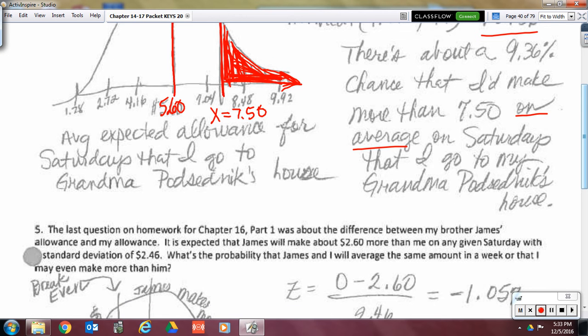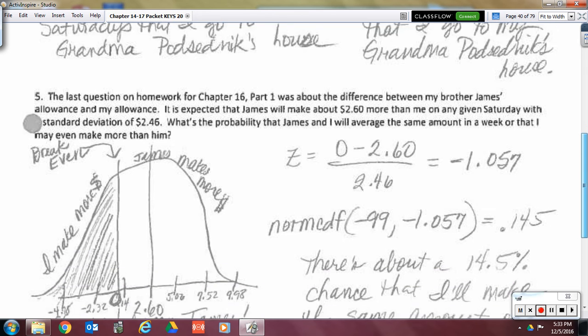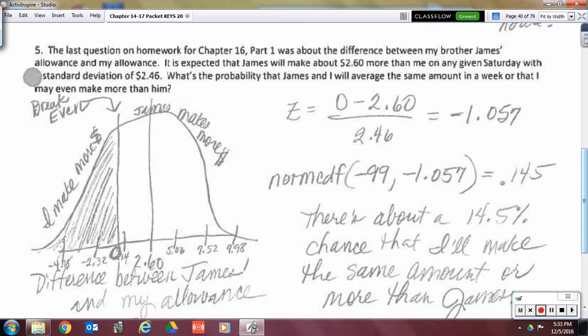Now, this is the key problem that I really wanted to focus on. All right, this one's going to take you using your brain. This one also shows up on the warm-up and on the quiz. So let's really hone in on this problem.